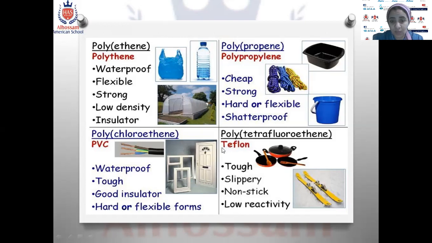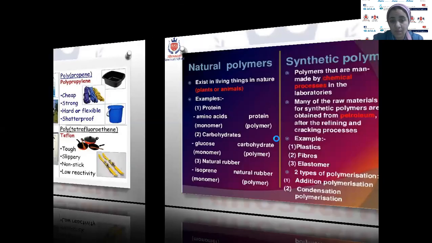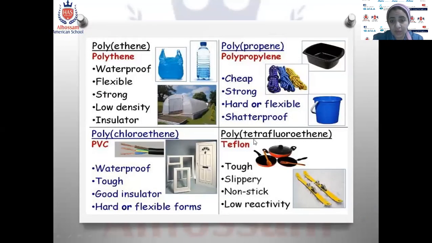Teflon. Of course, you use Teflon in your kitchen. Polytetrafluoroethene, so sorry, the Teflon, polytetrafluoroethene. Tetrafluoro means it contains four atoms of fluorine. Polytetrafluoroethene has two carbons, C and C, and each one contains two fluorines, so tetrafluoroethene. This is the Teflon.